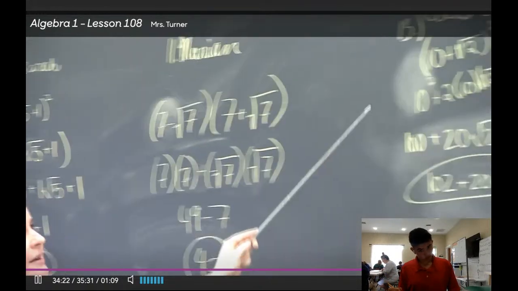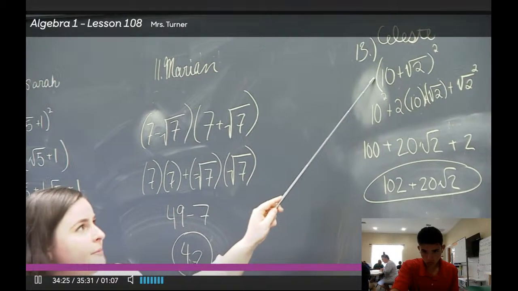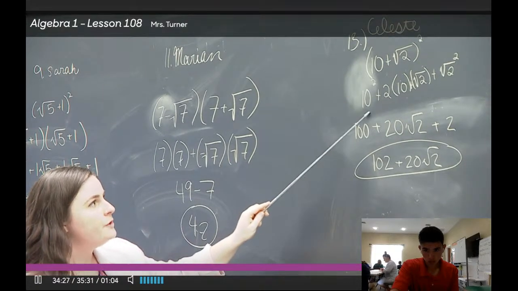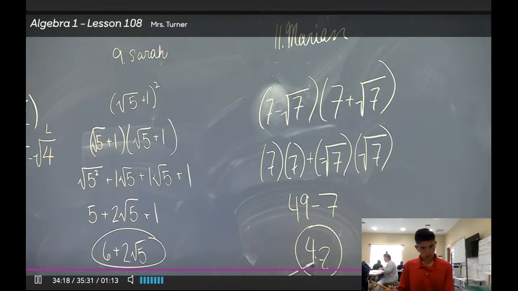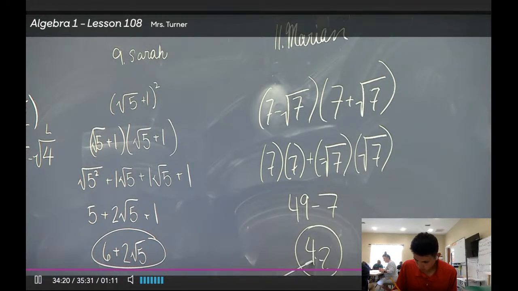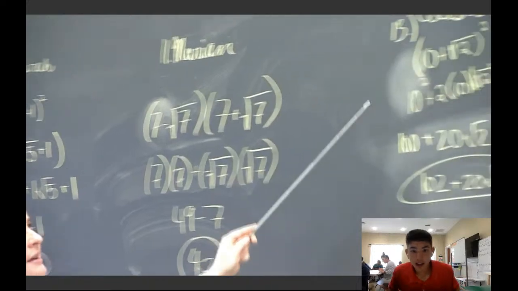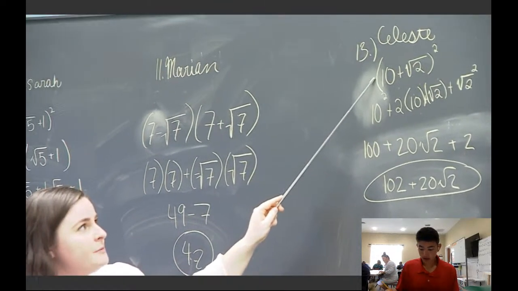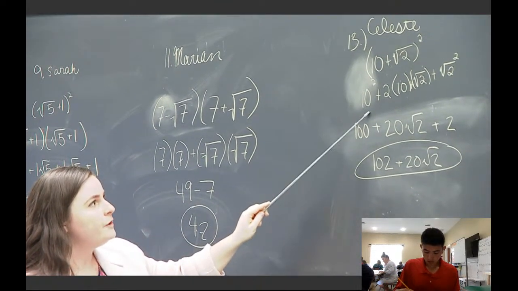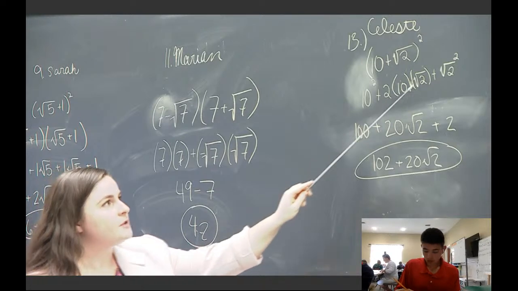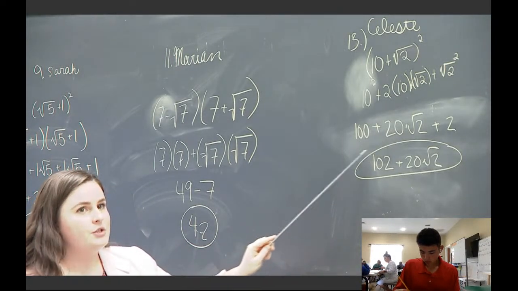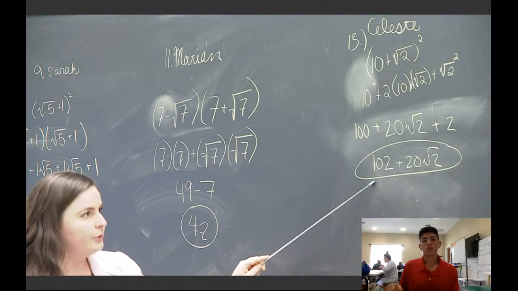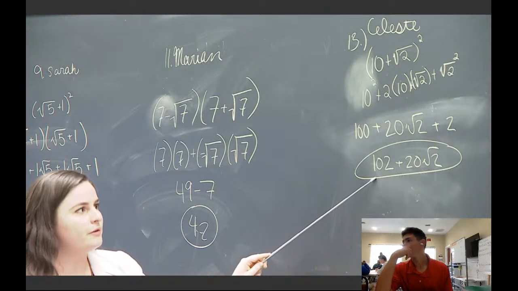For number 13, Celeste used the special 3 steps from section 6.4, squared the first term, doubled the product, and squared the last term. It simplified like this, and then she added the 100 and the 2 together to get 102 plus 20 times the square root of 2.